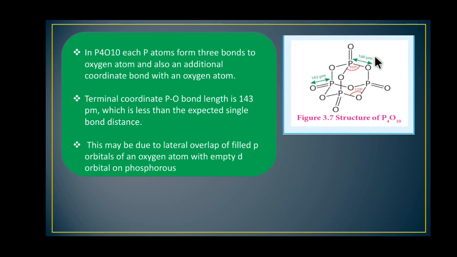but the single bond is 160 pm. The bond distance is 160 for the single bond, 143 for the double bond. The bond angle between oxygen to oxygen is 102. Is it clear? This is the double bonded position, but for the single bonded it is 123. Is it clear? So how are we going to draw the structure?